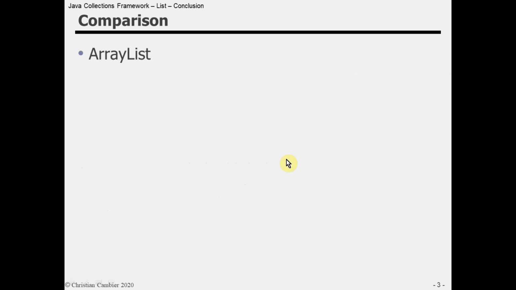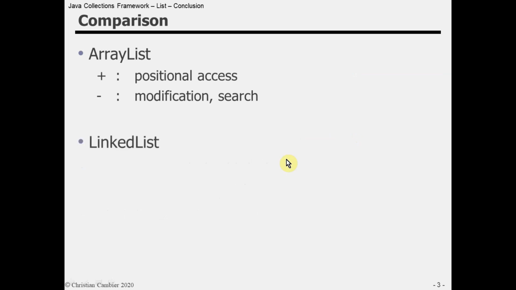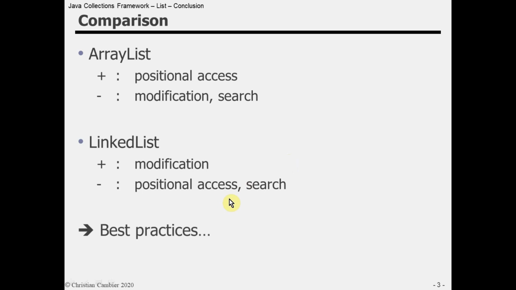So, for ArrayList, its strong point is positional access. Its weak points, modification and search. LinkedList, on the other hand, scores well with modification, but not so for positional access and search. So, can we come up with some best practices?